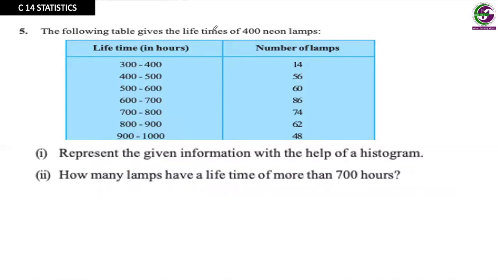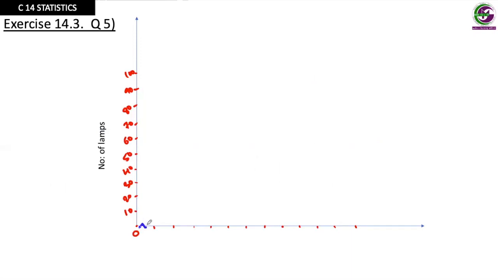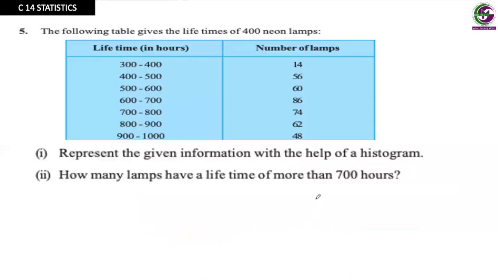Let's see the next question. The following table gives the lifetime of 400 neon lamps from 300 to 1000 hours, and the numbers are starting from 14 to 86. Now represent the information with the help of a histogram. It's also a histogram because the data is an interval, continuous interval. From 300 to 1000, it's not starting from 0, so we'll use a kink. So 300 to 1000. And the numbers are less than 100.